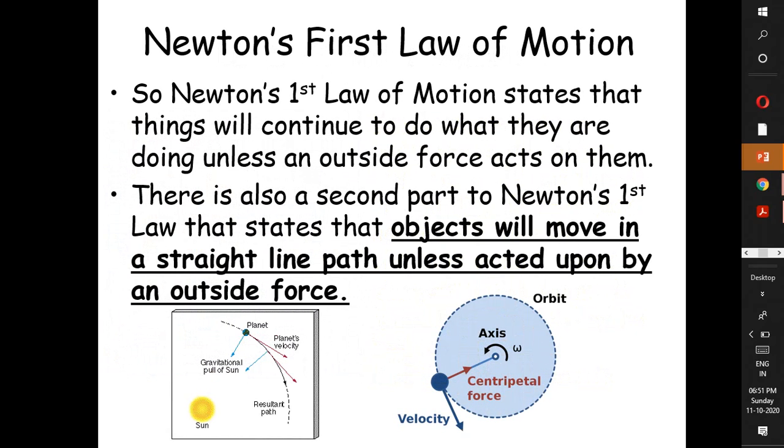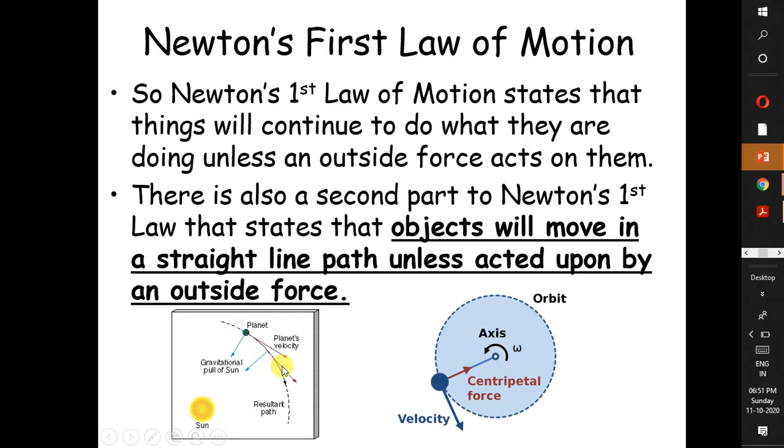So this is our first law, Newton's first law of motion. Newton's first law of motion states that things will continue to do what they are doing unless an outside force acts on them. So this is our basic phenomenon. There is also a second part of Newton's first law that states the object will move in a straight line path unless acted upon by an outside force.